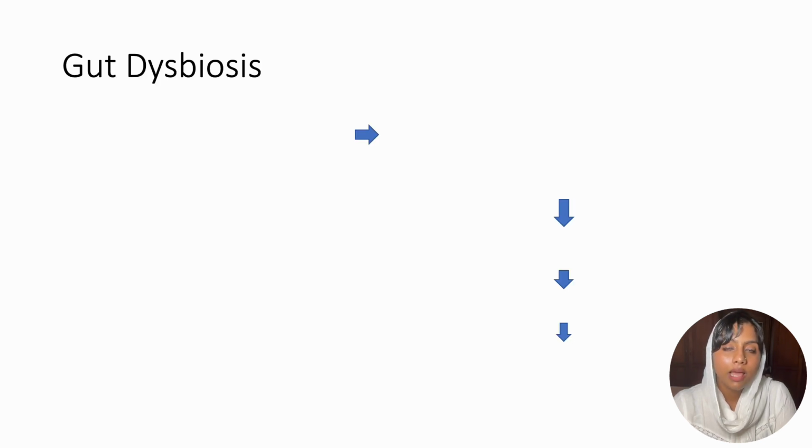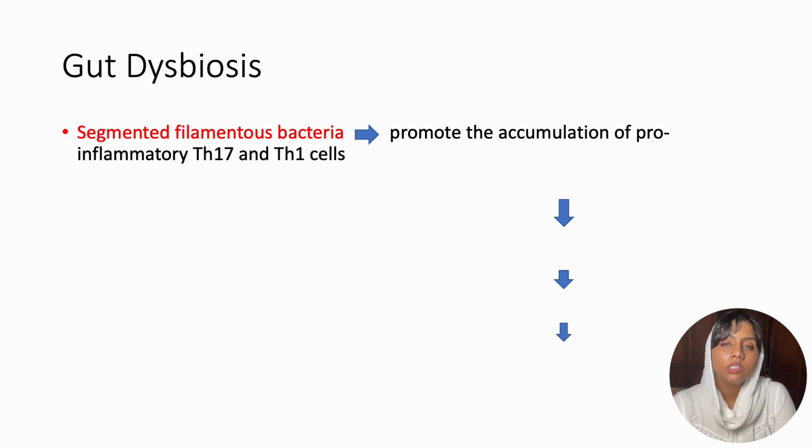So coming to what happens in a dysbiosis. In dysbiosis, as we all know, the amount of gut commensals is less and the amount of pathogenic bacteria is more. One of those is the segmented filamentous bacteria, and it's found that they promote the accumulation of Th17 and Th1 cells. As we know, Th17 is one of the main mediators for psoriasis.